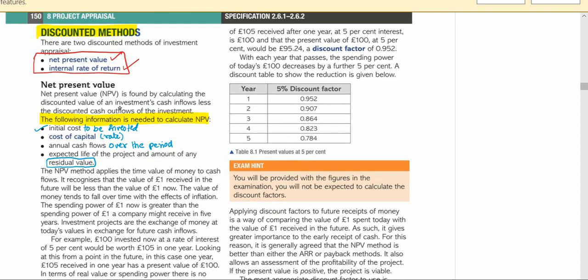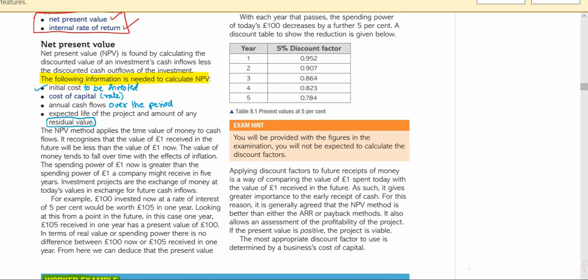We calculate the present value of all the cash flows. For that we need the following information. We need the initial cost to be invested in the project. Cost of capital is the rate. Annual cash flows over the time, and if a residual value is given in the question, we take it, otherwise we may ignore it if there is no residual value given in the question.